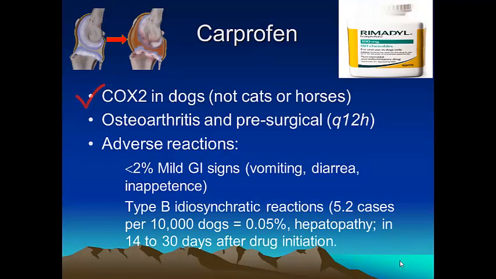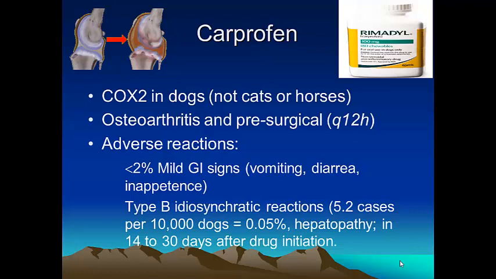This is another selective COX-2 inhibitor. It was actually the first one to come on the market of its kind, very safe in dogs, with a very wide margin of safety. And actually, when they did toxicological studies in dogs, they found that 5 times the recommended dose for 52 weeks didn't really cause any gastric lesions.